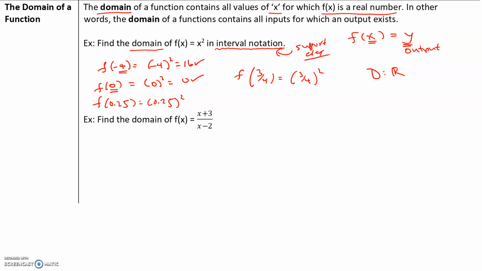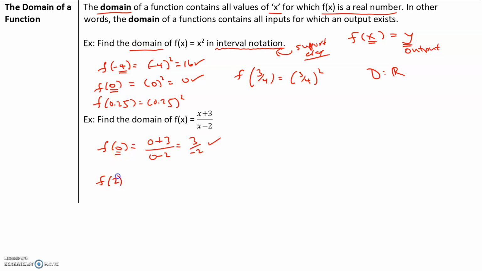Okay, now let's find the domain of f of x. So remember, the domain consists of all values of x for which when you plug in x, the answer comes out to be a real number. So let me just try a couple of things. Let's plug in f of 0. If x is 0, remember, x is our input, and our input is whatever's in the parentheses. I get (0 + 3) over (0 - 2). So this is going to be 3 over -2. That's a real number. So 0 is good. It's part of my input.